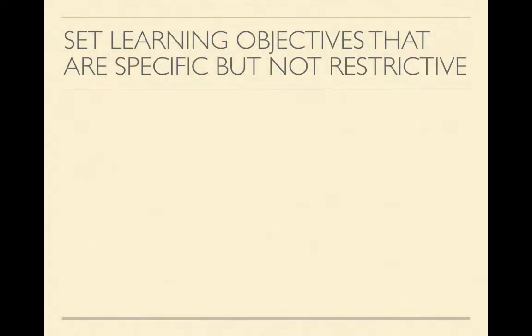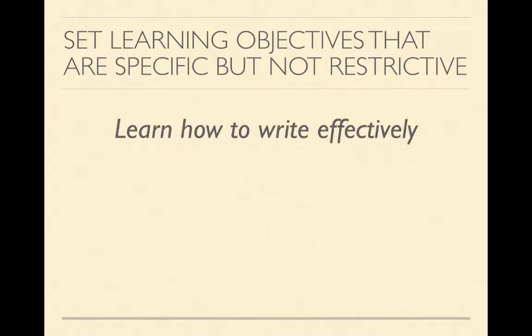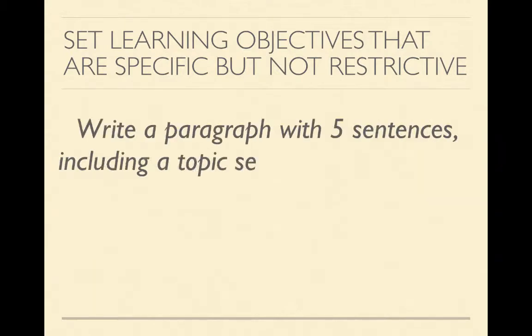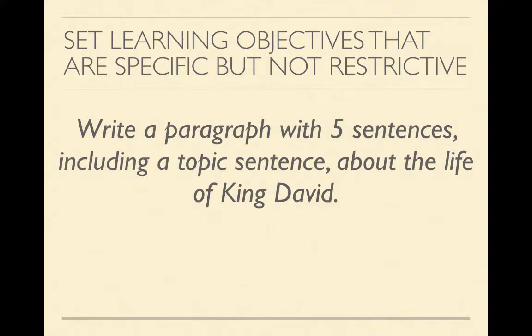First, set learning objectives that are specific but not restrictive. Now, they need to be specific enough that it's plain what students will know and be able to do when they finish. For example, learn how to write effectively is far too broad. That encompasses everything from kindergarten through college English. But if your objective says, write a paragraph with 5 sentences, including a topic sentence about the life of King David, well, that's too specific.